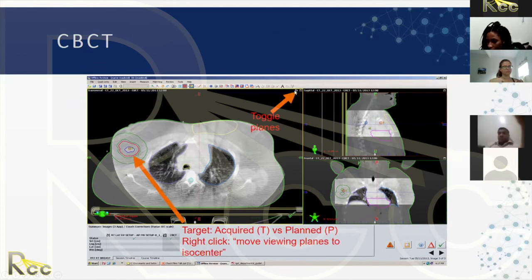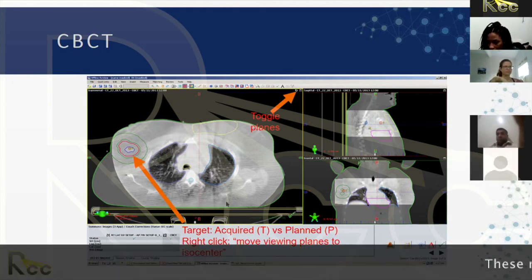So here's the toggle panel that allows you to switch between the 3 views here. If you're not clear whether you're looking at the cone beam or the actual reference CT, it's typically pretty clear because the cone beam is not as great as the reference CT, but there's a T, which means acquired versus planned.